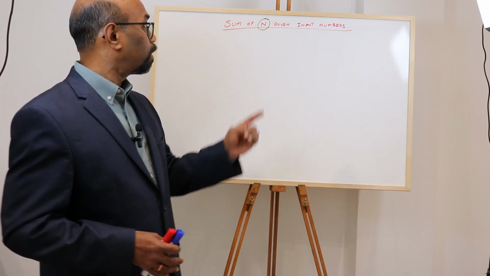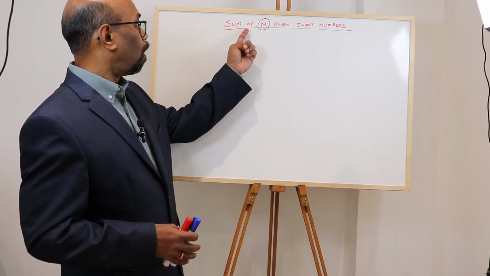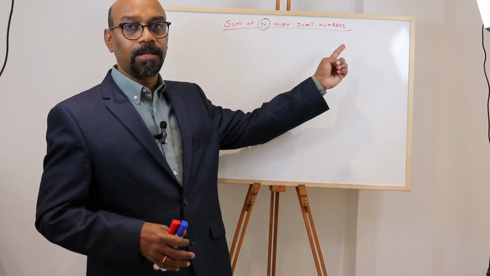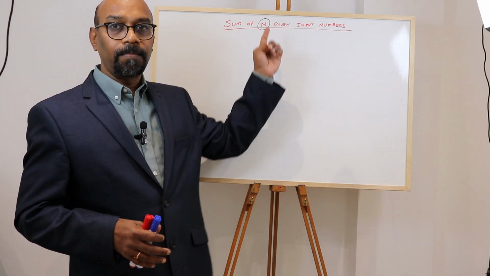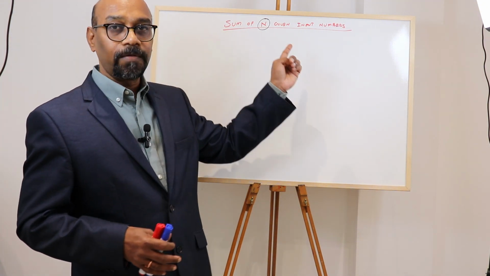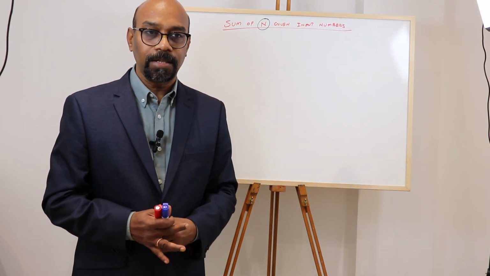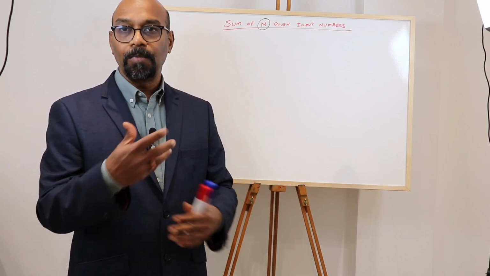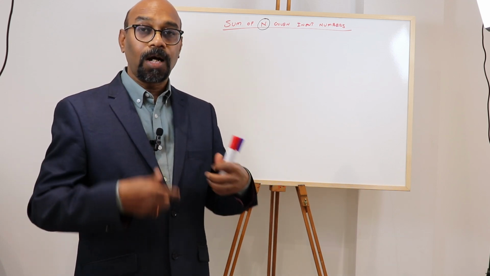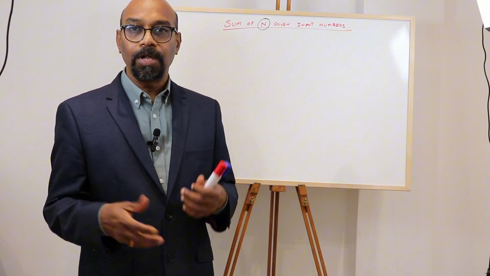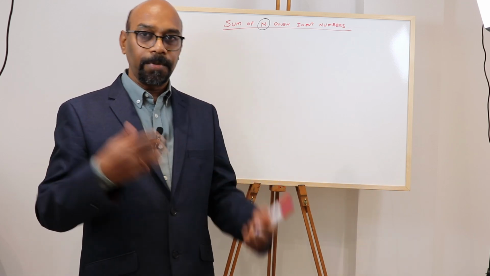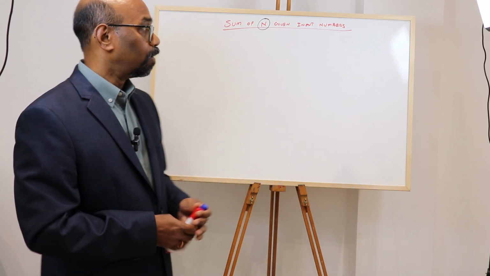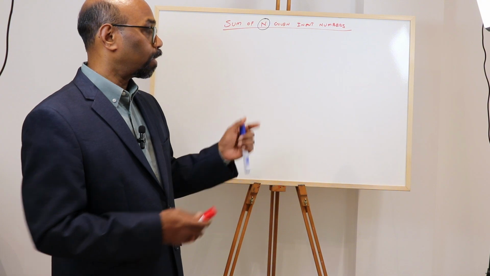So today's problem is the sum of n given input numbers. Which means if I give 10 numbers, your program should be able to add them. If I give 100 numbers, your program should be able to add them and then tell me the correct result. That is how we are going to solve this problem. So let's start with the flowchart.